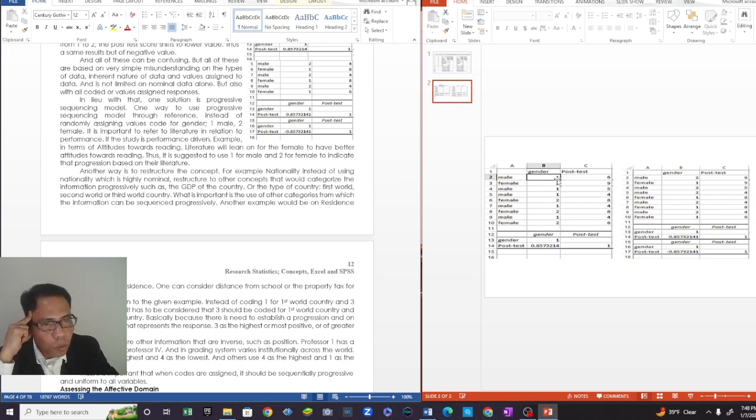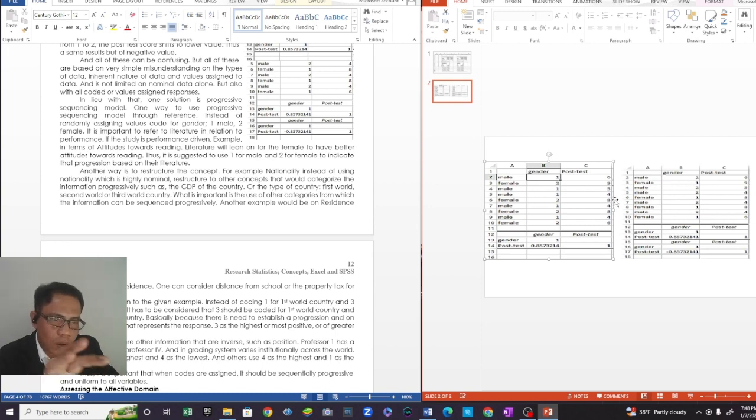So here we have 1 male, 2 female. As the data shifts from 1 to 2, there is a positive correlation, also a positive result, because you see 1 is 6, 2 is 9, 1 is 5, 1 is 4, 2 is 8. So the scores of those who have 2 are, by face value itself, bigger. So it generates a positive correlation.